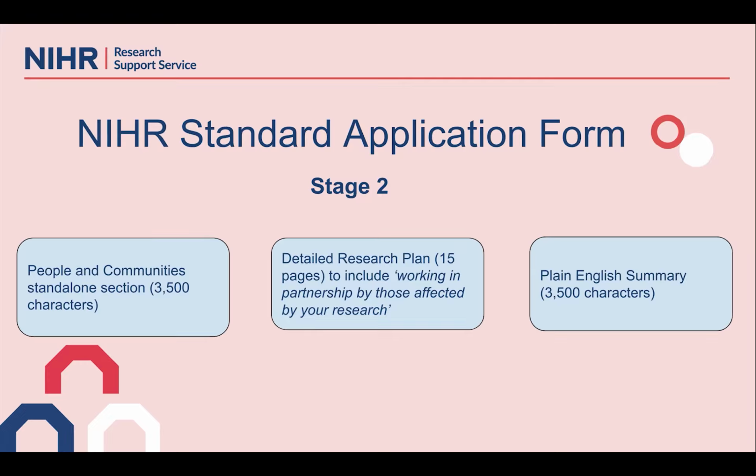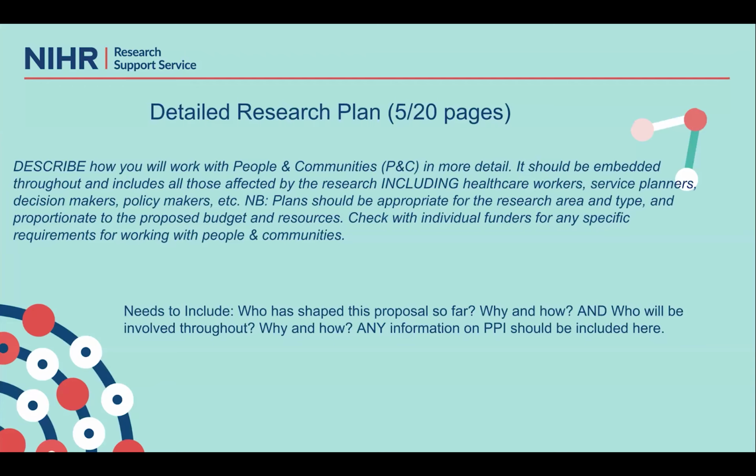In that section, you will also need to submit the plain English summary as you did in the outline. In addition to these 2 sections, you will also have a people and communities section, which will be 3,500 characters. And this is an opportunity for you to go into a lot more detail about the patient and public involvement work that you've done, the impact that it has had on the grant application, and your future plans.